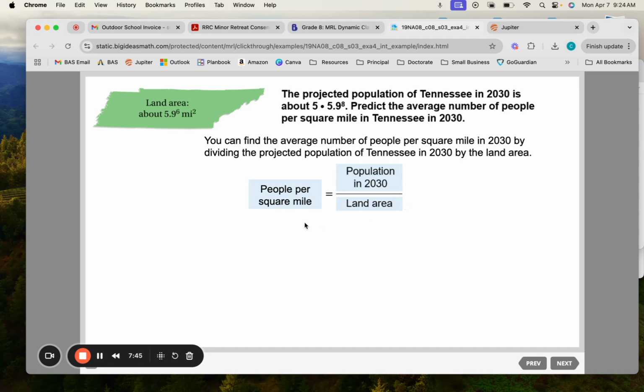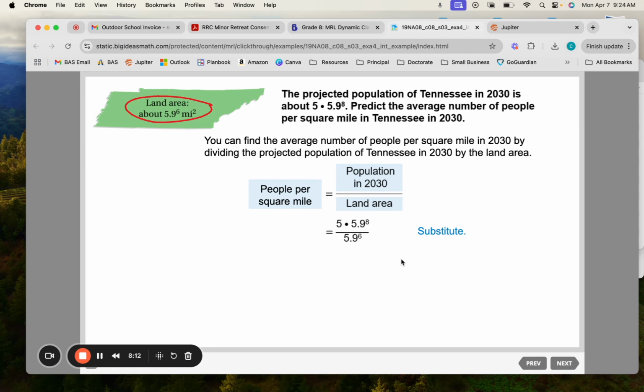All right, now let's plug in our numbers. What is our people per square mile? No, we don't know. This is the variable we're solving for. So what is our population in 2030? A number. Right here. 5 times 5.9 to the power of 8. And what's our land area? 5.9 to the power of 6. Very good. So now can we solve for our people per square mile?